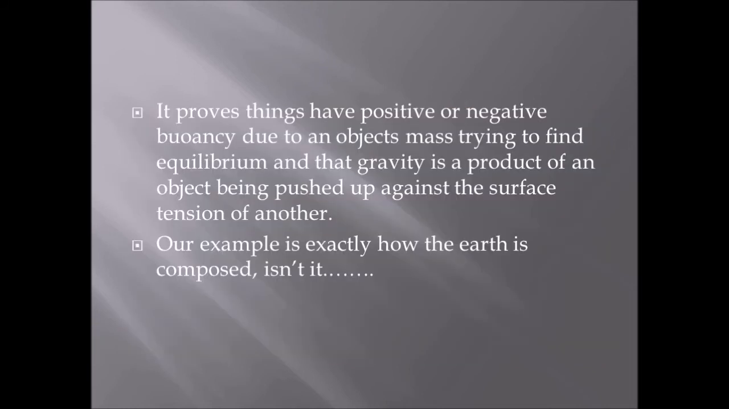And again, I'm kind of learning this as I go. I know this doesn't align with everything that's in the textbooks, but sometimes it's good to have an outside perspective. This proves that everything has a positive or negative buoyancy due to the object's mass trying to find equilibrium, and that gravity is a product of an object being pushed up against the surface tension of another. And so that is measured gravity in that example.